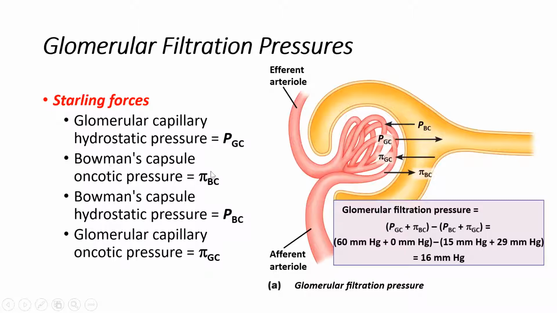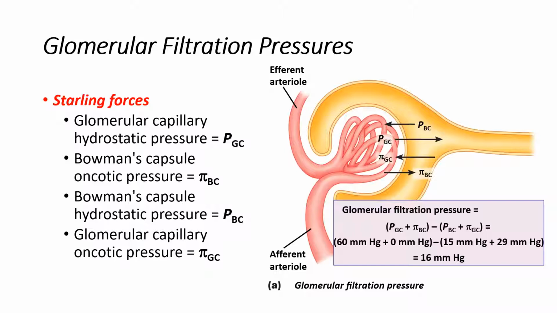Second is the Bowman's capsule oncotic pressure. So the Bowman's capsule oncotic pressure is going to be a pull force, and we know that by the term oncotic, which is interchangeable with osmotic, right? You can think about those as being the same. And this is a pull force that is represented by the presence of proteins.